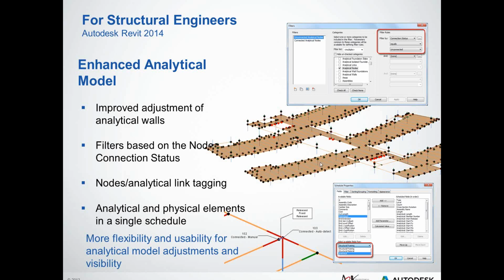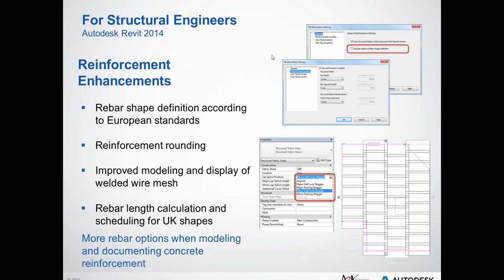Just a couple of improvements, in particular to the fabric meshing. There's a couple of extra different lap splice positions which can now be added in. In addition, there is also, let's see, a new reinforcement setting called Include Hooks in Rebar Shape Definition as well. So you can see that in the top right-hand image up here.